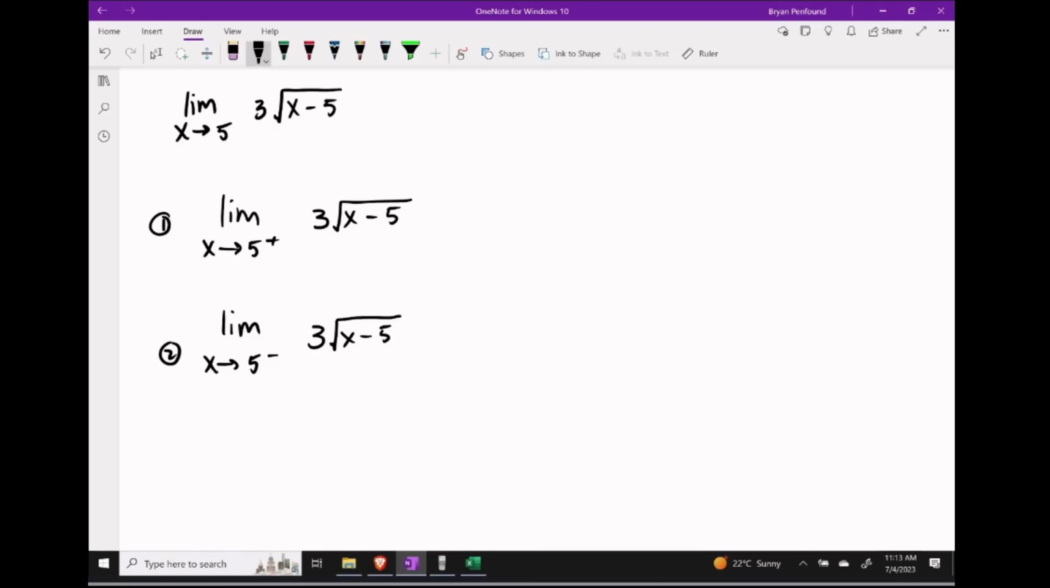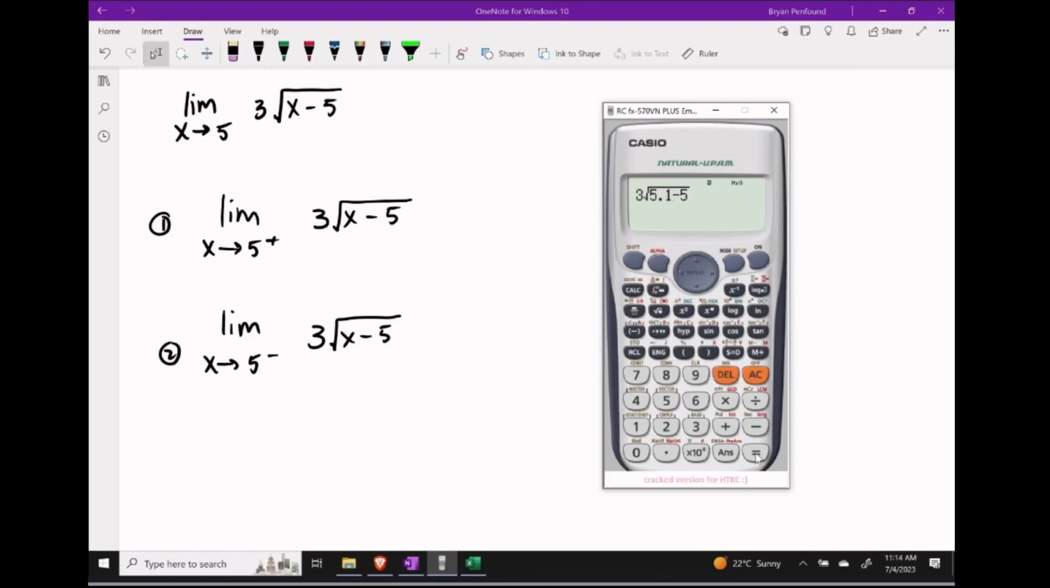So let's evaluate these two one-sided limits and see what's happening. For our right-sided limit, we're going to go ahead and start evaluating on our calculator using some values that are in the neighborhood of 5, but a little bit larger than 5. So I'm going to start with inputting 5.1 into our function and seeing what we get.